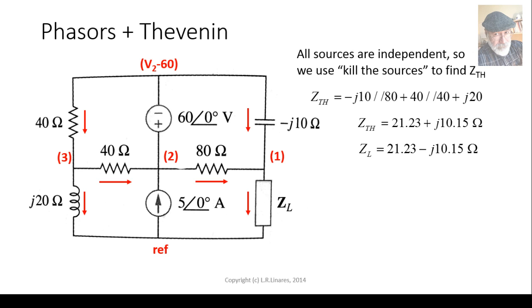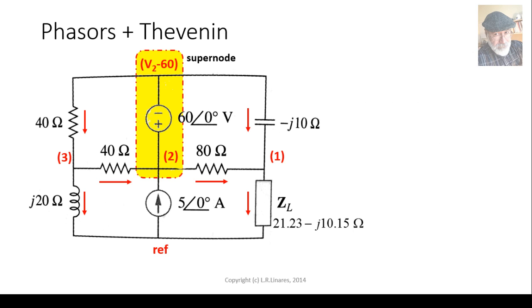Those are the branch currents that I have chosen, and then I treat this as a supernode. Supernode, that's right. I'm going to write a KCL equation for that entire yellow zone, this supernode. Let's write the equations. Here we go. That is the equation for V2 minus 60 minus V3 divided by 40. That is the current on the left. I'm writing KCL3. That is equal to the currents leaving node 3.